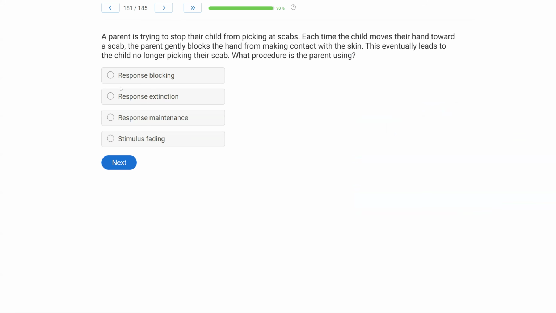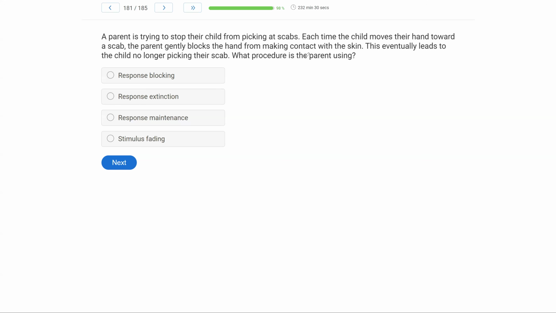A parent is trying to stop their child from picking at scabs. Each time the child moves their hand toward a scab, the parent gently blocks the hand from making contact with the skin. This eventually leads to the child no longer picking their scab. What procedure is the parent using?